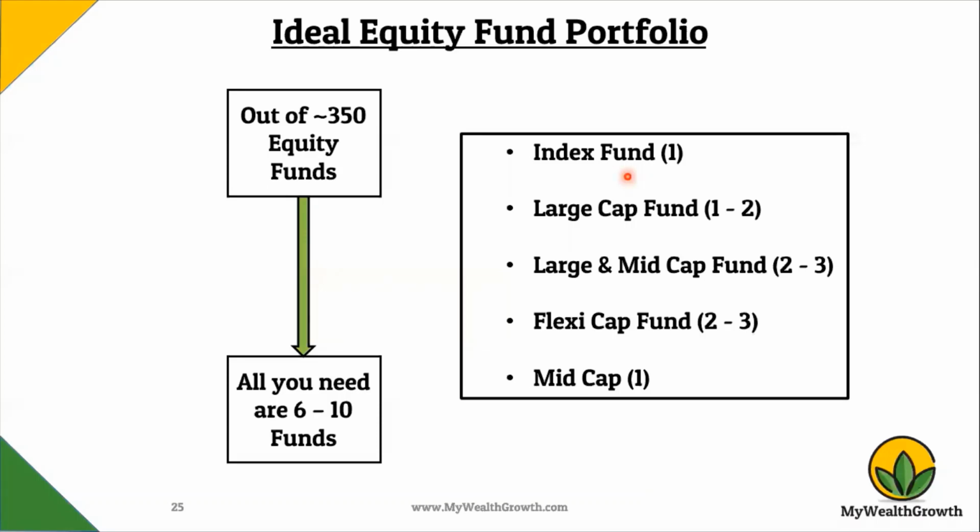A portfolio overlap of around 30, 40, 50, 60% is also fine. But most of the time what we have seen is there's a massive portfolio overlap of around 70 to 80%, where you end up losing out on the opportunity of diversification. But that's another thing that one has to look into when you look at the equity funds.